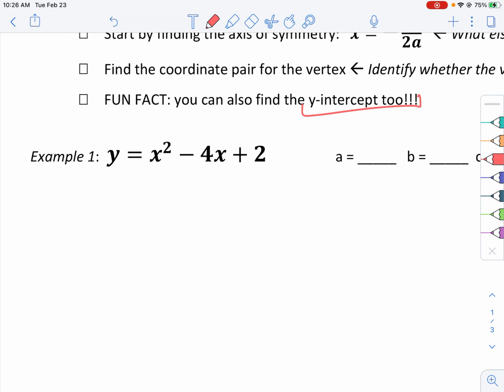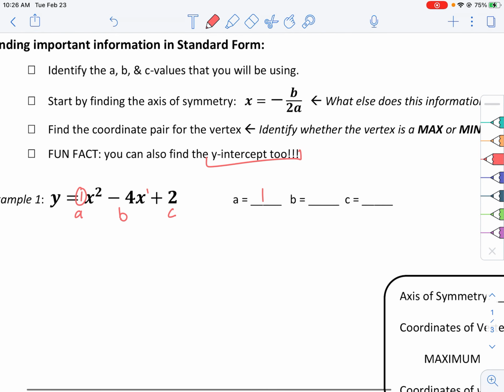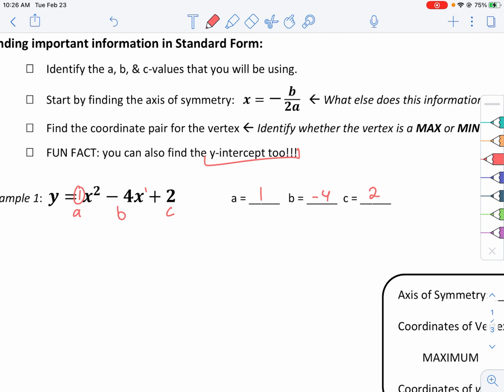So the first thing, on this x squared is just a 1. That would be our a value. The number on x, just with no power, or the power of 1, is the b value, and then the constant term without an x on it is always the c value. So we have 1, negative 4, and positive 2.